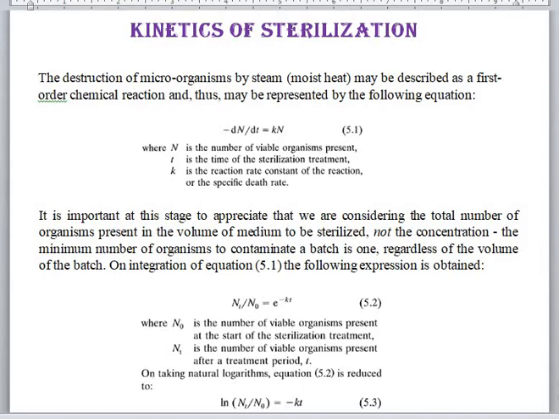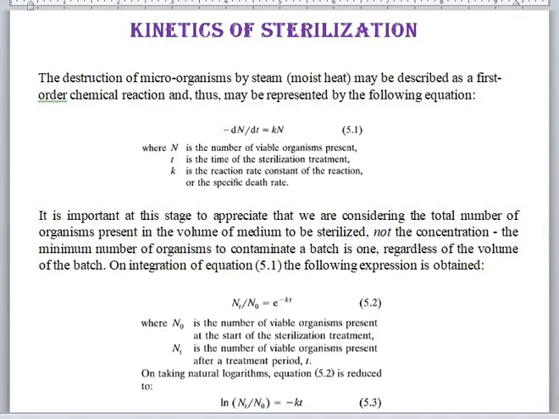What is this N? N is the number of viable organisms present. And what is t? t is the time of sterilization treatment, that is, how much time is needed to sterilize a particular medium or ferment or anything else. And what is this K? It is the rate constant of the reaction, or the specific death rate. So this is the first order reaction.